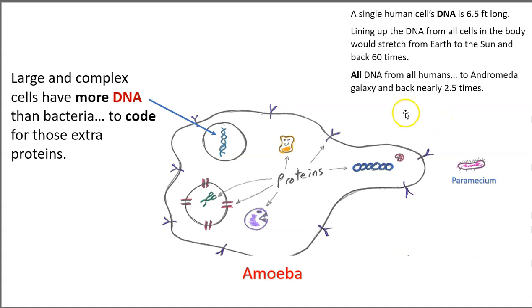Here's a fun fact. A single human cell's DNA is about 6.5 feet long. Lining up the DNA from all the cells in the body would stretch from Earth to the sun and back 60 times. And if you take all the DNA from all humans on planet Earth, if you line up that DNA, it would stretch to the Andromeda Galaxy and back nearly 2.5 times.